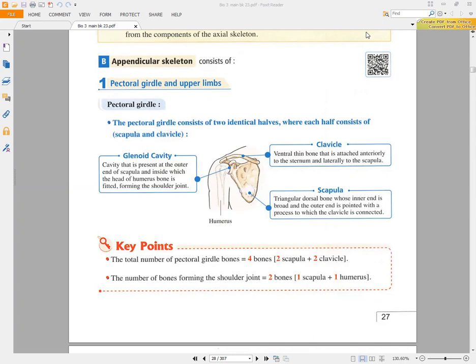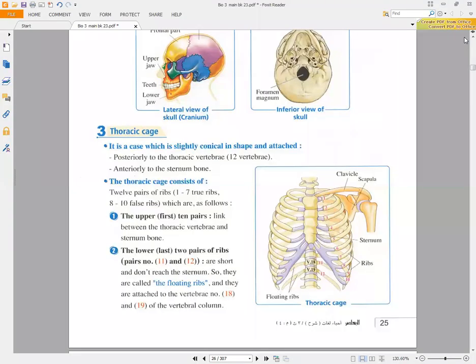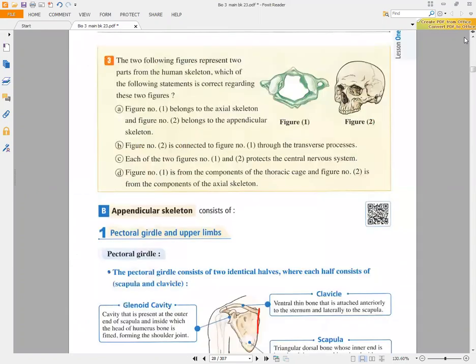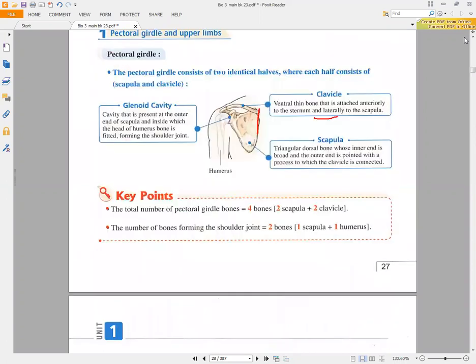The clavicle bone is attached anteriorly to the sternum, okay? So if you look here, you will see that the clavicle bone attaches to the sternum. Here we have the clavicle and here we have the sternum. And also the clavicle bone is attached laterally to the scapula. So all this will be the scapula, which is attached to the clavicle, okay?